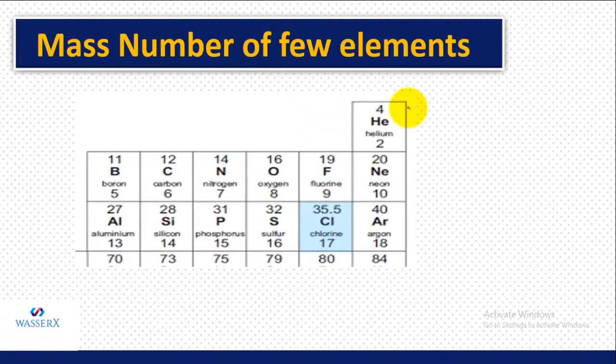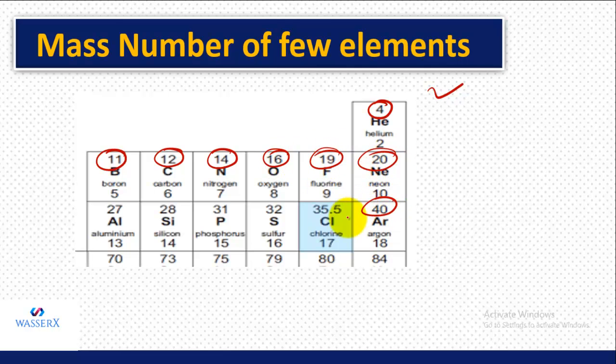So let's see mass number of few elements. These are the mass numbers, for example, helium it's 4, boron it's 11, carbon 12, nitrogen 14, oxygen 16, fluorine 19, neon is 20, argon is 40, chlorine is 35.5. See, it can be in fraction also. Sulfur is 32, phosphorus 31, silicon 28, aluminium 27. So likewise, you can try to remember mass number for at least few elements, at least for 1 to 20, right?